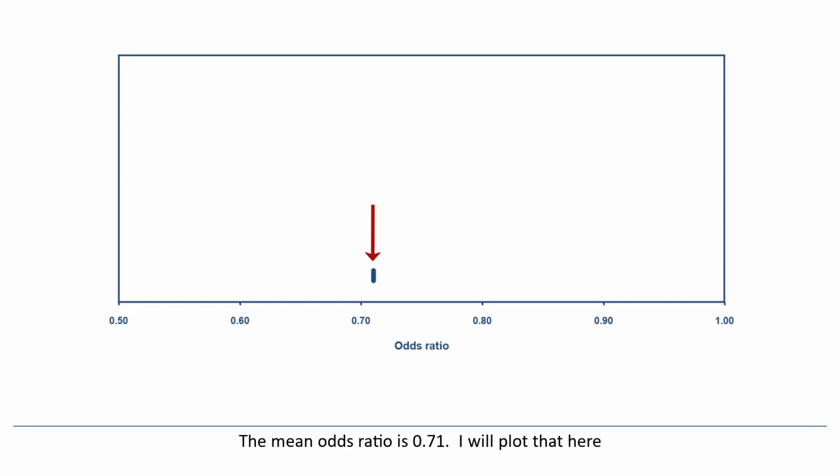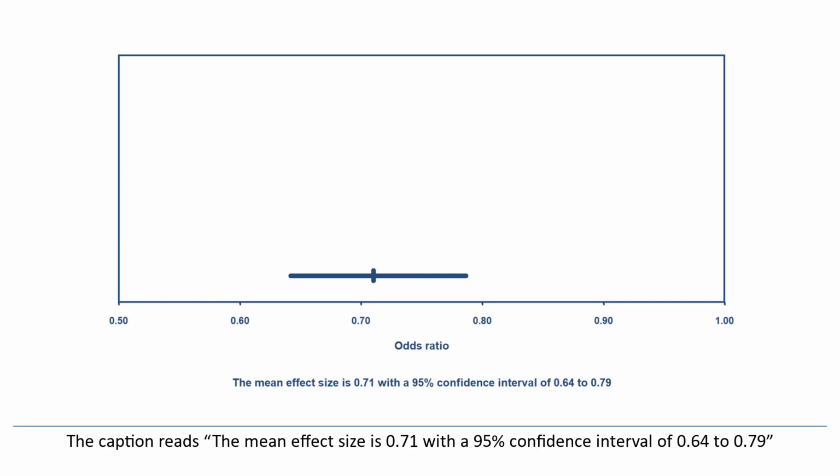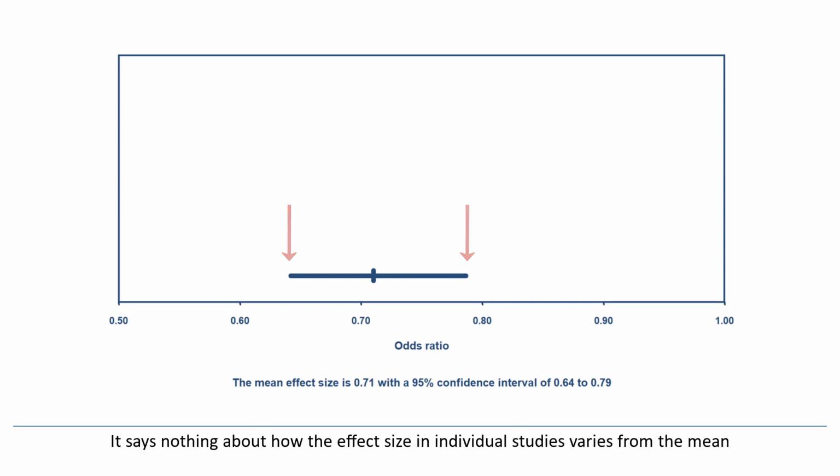I'll plot that here. I can add the confidence interval and a caption. The caption reads, the mean effect size is 0.71, with the 95% confidence interval of 0.64 to 0.79. In other words, we estimated the mean odds ratio as 0.71, but the true mean could fall anywhere from here to here. As I mentioned before, all of this deals with the average effect size. It says nothing about how the effect size in individual studies varies from the mean. Let's look at that now.